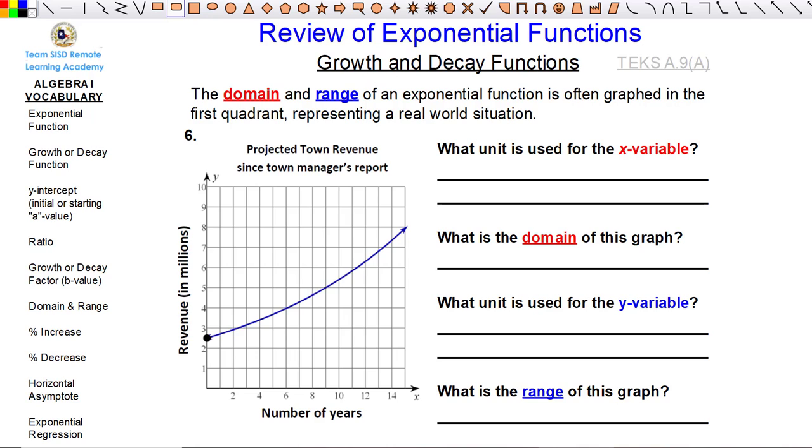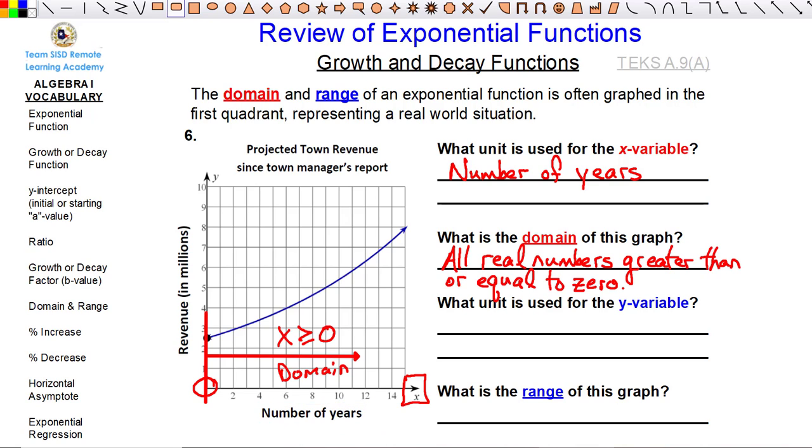Number 6, this graph indicates the projected town revenue since town managers report. Along the x-axis is the number of years. So starting at some point time 0, we have a number of years since, again, the starting point. And the domain? Well, we've had enough practice with the past problems to say that the domain is all x values greater than or equal to 0.